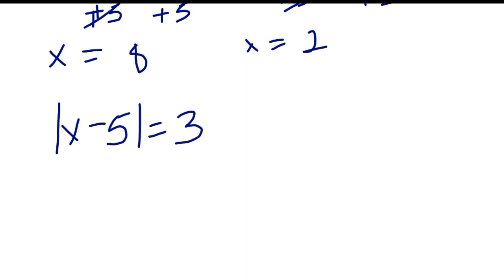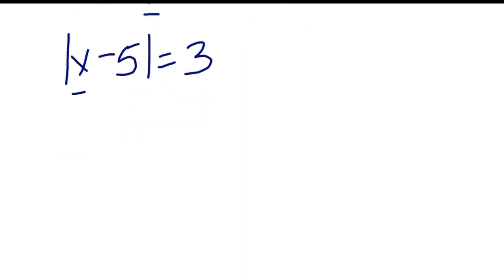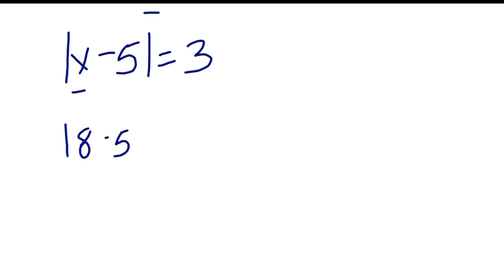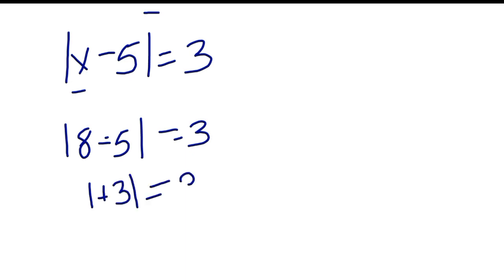So we can substitute 8 for this x. And this will give us that the absolute value of 8 minus 5 is equal to 3. So when you subtract 8 minus 5, it's going to give us positive 3. So you see that the absolute value is equal to 3.